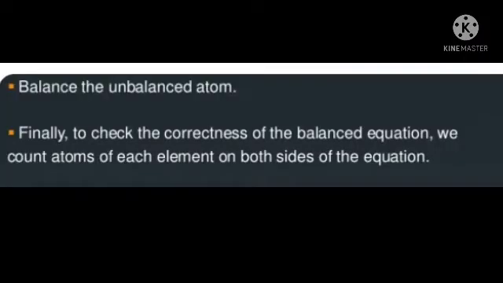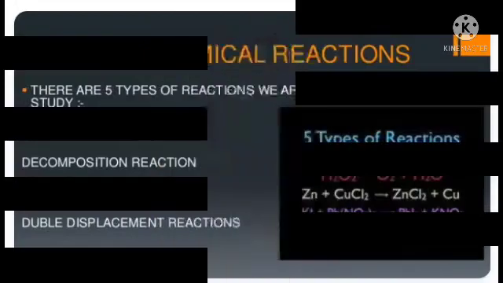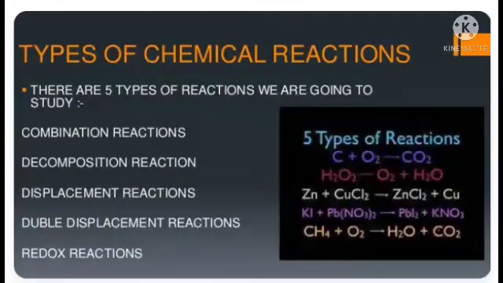Balance the unbalanced atoms. Finally, to check the correctness of the balanced equation, we count the atoms of each element on both sides of the equation. Types of chemical reaction. There are 5 types of reactions and we are going to discuss each one of them in detail.